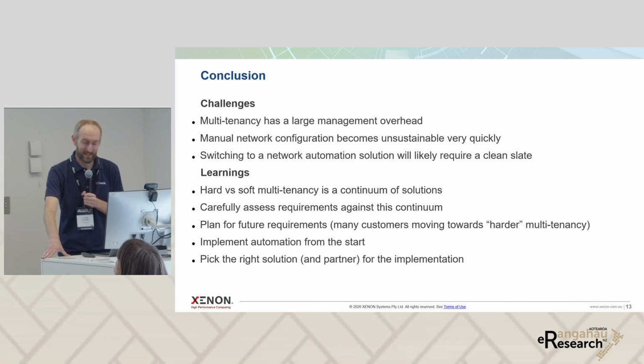So to summarize the challenges, multi-tenancy can be difficult due to the large management overhead and system complexity of sharing network and compute infrastructure. Manual network configuration becomes unsustainable quickly. Automation can help with this, especially when onboarding tenants and validating configuration changes. Switching to a software-defined network solution will likely require a clean slate. There's a variety of approaches to implementing multi-tenancy, and many of the approaches can be combined. Carefully consider your requirements and plan for the future. Changing direction could be challenging to manage. And be sure to pick the right solution and partner for the implementation.